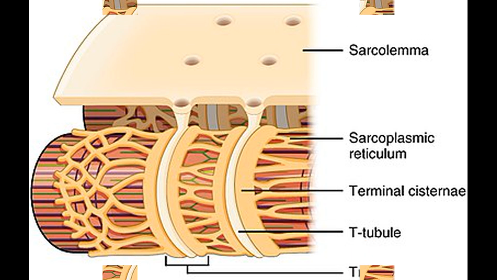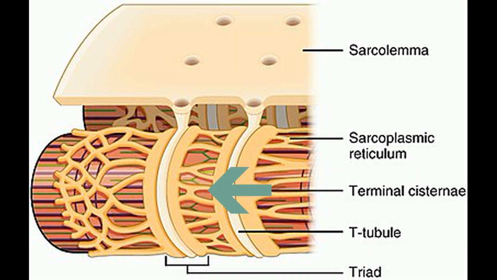Section 8. Sarcoplasmic reticulum, the calcium storehouse. The SR stores and releases calcium ions, essential for muscle contraction. It surrounds each myofibril, forming a network of sacs and tubules.